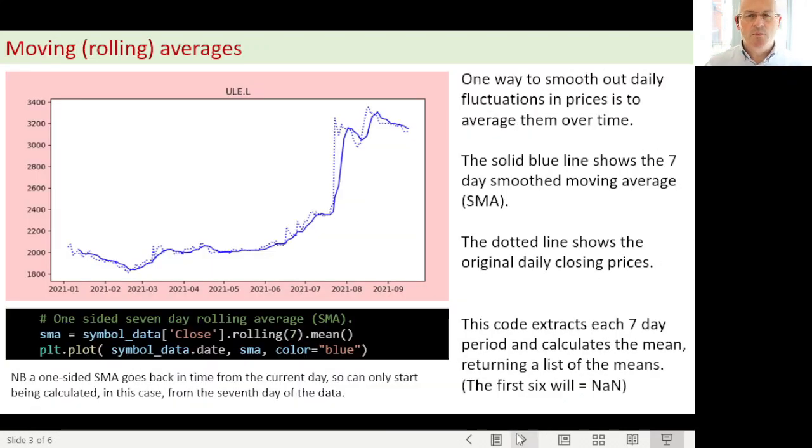So let's look at one of the most basic tools for smoothing out some of the noise in the stock market, and that's rolling averages or moving averages. In this plot here, there's two lines. The solid line is the smoothed rolling average, and the dotted line is the underlying raw share price data we downloaded from Y-Finance. Smoothing out just over a short time period like 7 days helps see trends, as you can see around about here, for example. It helps smooth out short-term fluctuations so that you're not distracted by those and you can see overall whether prices are rising or falling.